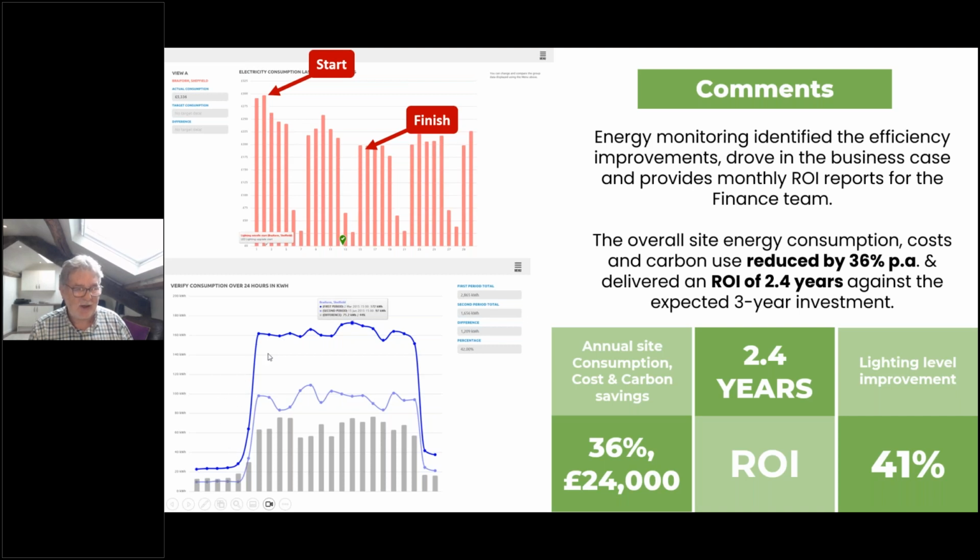On this slide here, you can see the daily profile before, during the working hours, and this was the result of the LED retrofit in terms of verification, and it worked out. The ROI actually worked out better. It was set at 3 years, but it came down to 2.4.